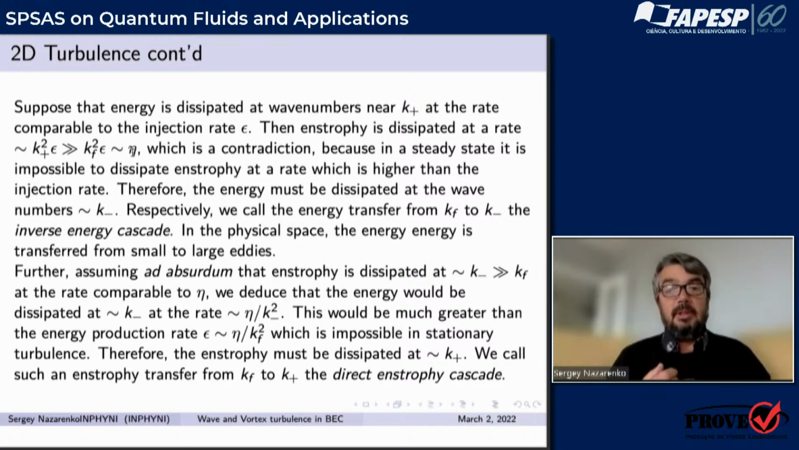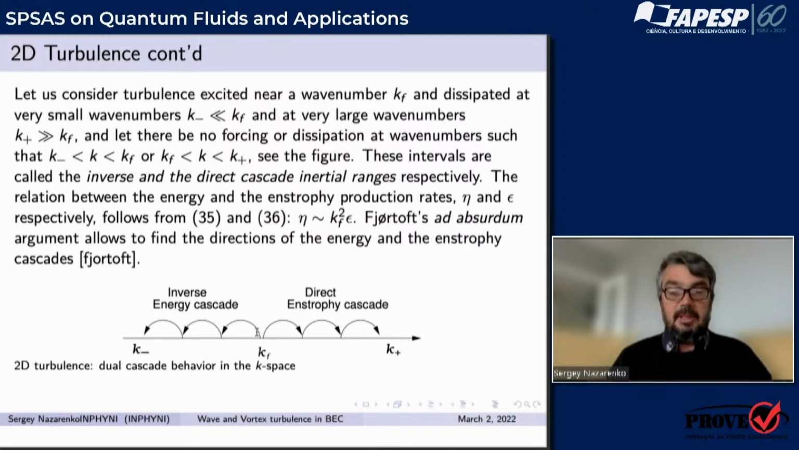And therefore we arrive at a contradiction, which means that it's not possible for the energy to be dissipated at k plus at a rate comparable to the production rate. And so this means the majority of it is dissipated at k minus. Okay? And that is what we get in this cartoon. So the majority of energy has to actually be transferred in the opposite direction compared to what we saw in 3D turbulence. And that's the reason why it is called the inverse energy cascade. It is inverse compared to what we get in 3D.